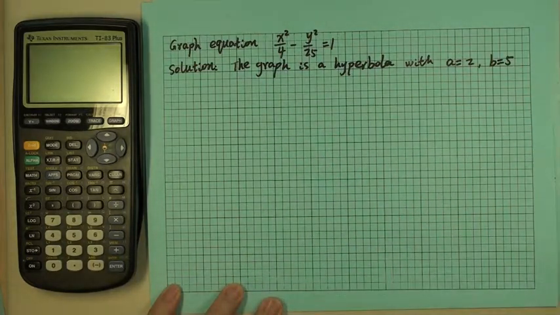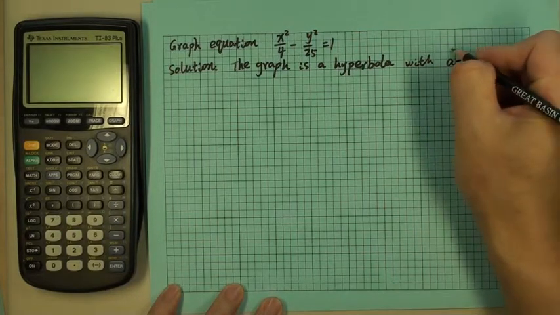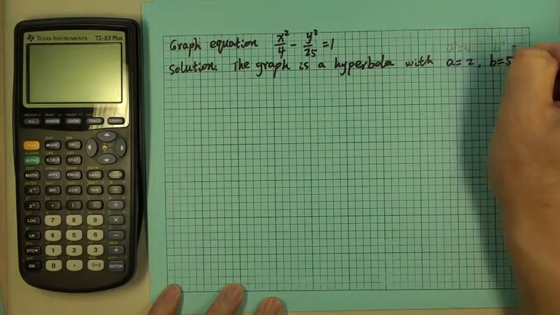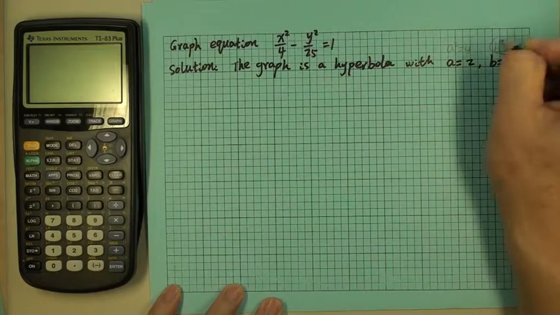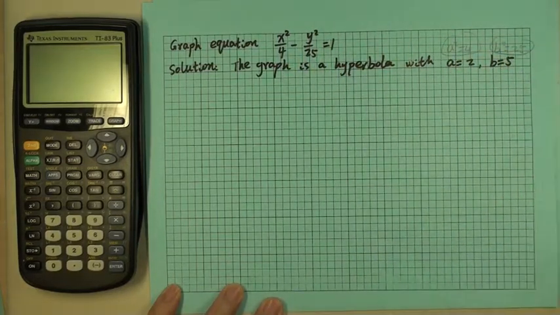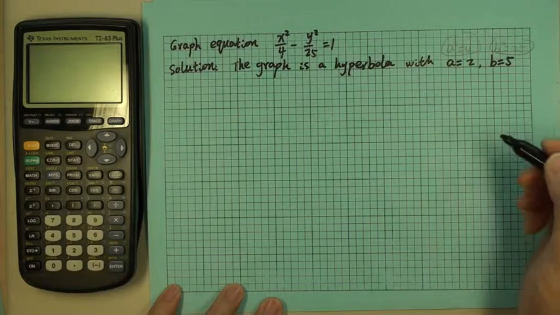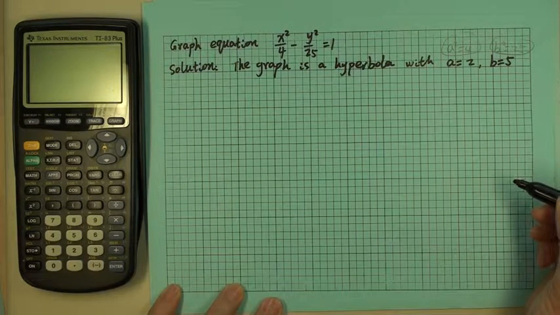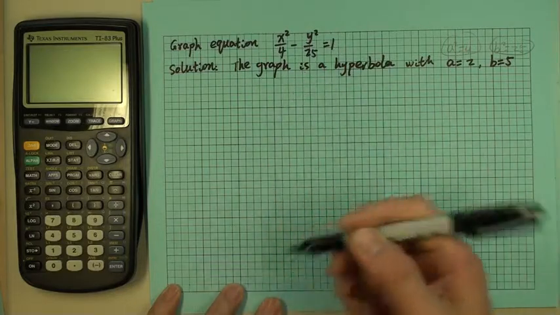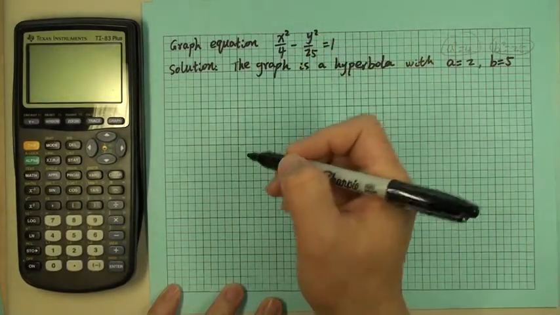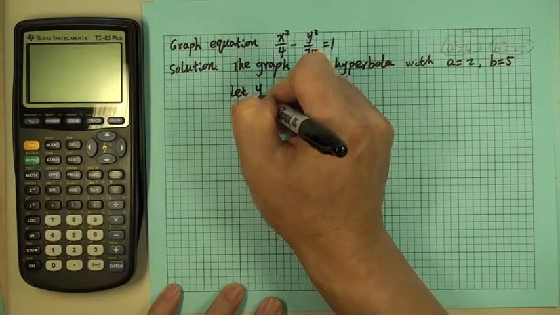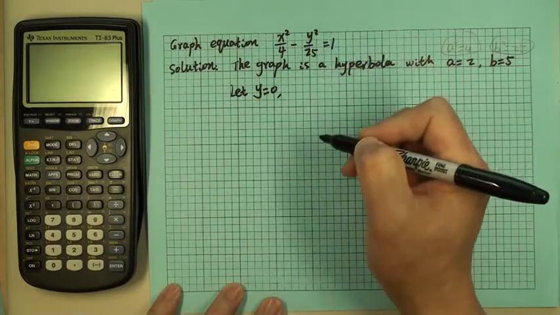Okay, that's because a squared is 4 and b squared is 25 right here. Now you may need to find c, but you may not need to find c. In order to actually draw the graph, we may need some points. So if you let y equals 0, then what do you get?